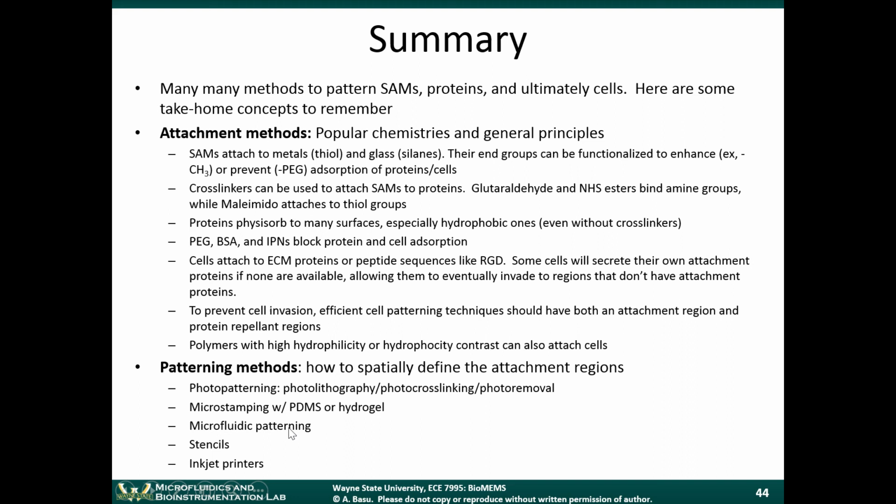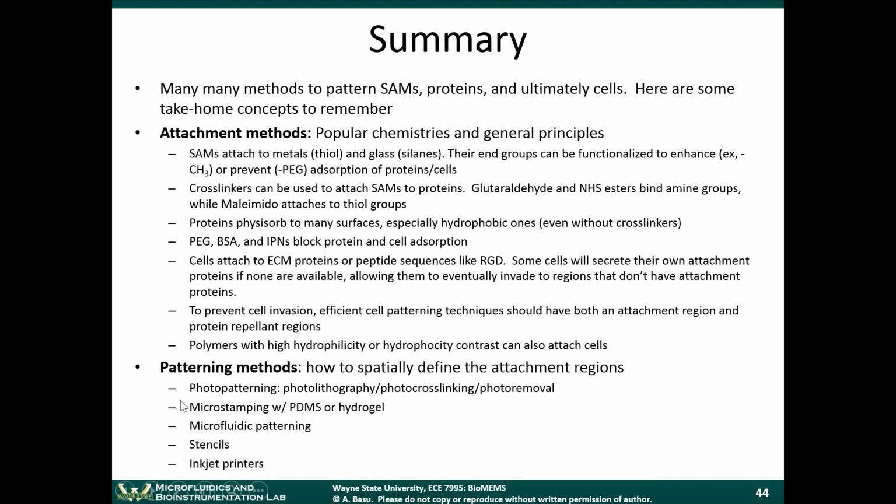Now, for the engineer, they're often interested in how can we pattern those attachment methods. How can we say, I want it to attach here and not here? So we talked about photo patterning. Photolithography we already know about. We talked about it in the previous module. We talked about how to photo cross-link certain types of these attachment chemistries. You can photo cross-link certain polymers. You can photo cross-link some of the middlemen, so to speak. You can use light, ultraviolet light, to remove self-assembled monolayers after they've been put on. So that allows you to pattern SAMs.